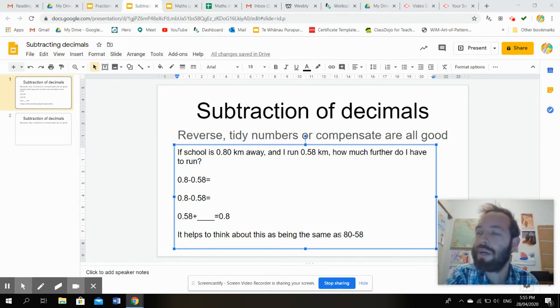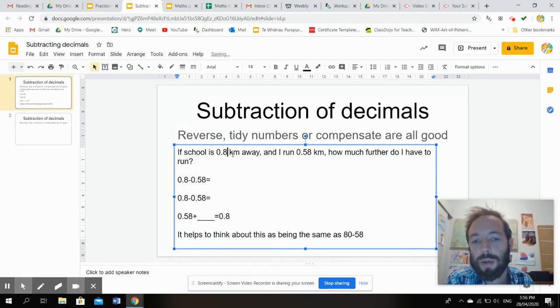Subtraction of decimals is much like subtraction of any other numbers. You've got options for how you solve it. There's just a few things you need to remember. To reverse, to use tidy numbers, or to compensate are all good strategies for decimals, just like they are with whole numbers. So the problem we have here is: if school is 0.8 kilometers away, and I run 0.58 kilometers, how much further do I have to run?